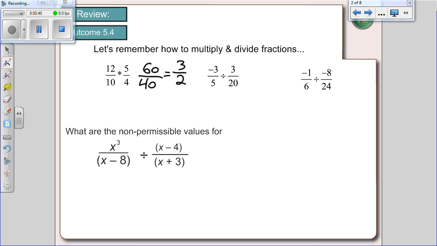Dividing fractions, a lot harder. So this is what I do. I change everything to multiplication because it makes my life easier.